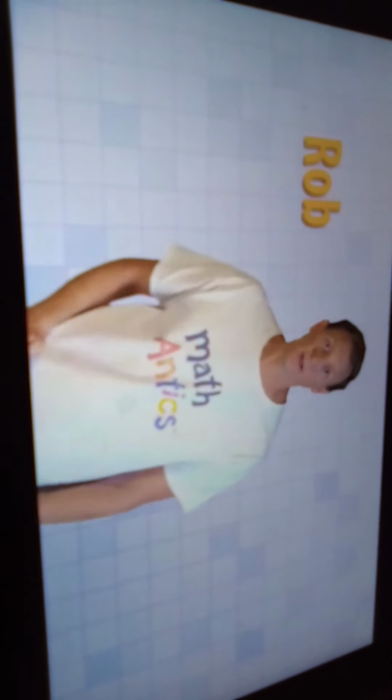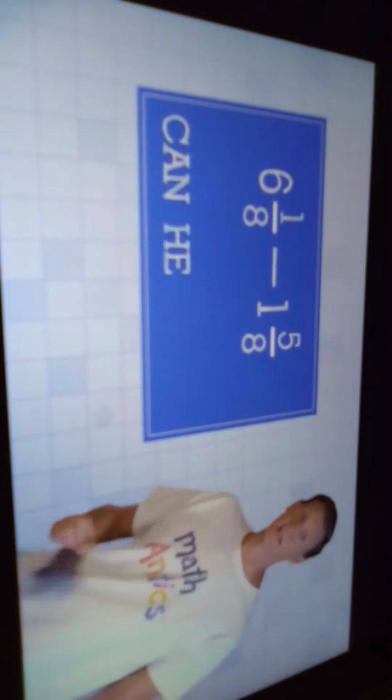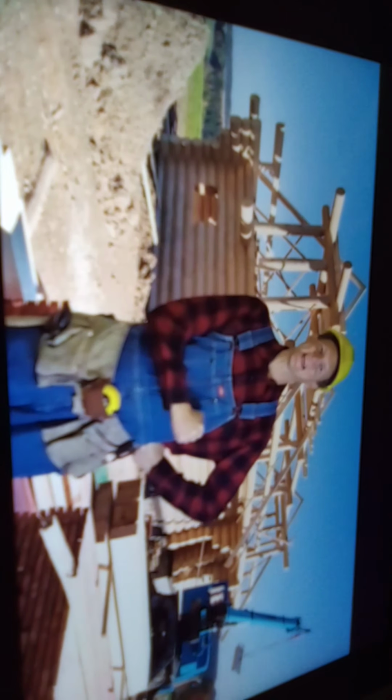Let's try another example to make sure you've got it, and let's make it a story problem this time. Suppose there's this guy who's a builder named Rob, and suppose he needs to fix something by subtracting the mixed number 1 5/8 from 6 1/8. Can he fix it? Yes, I can.